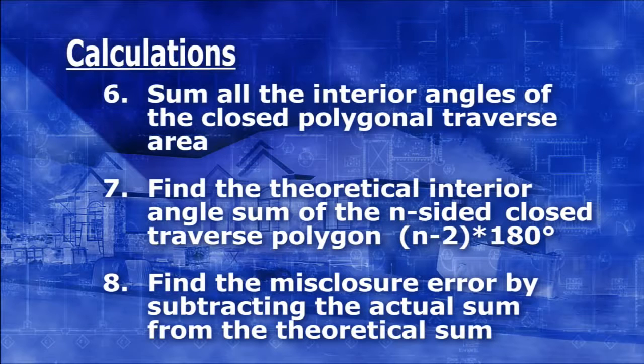Step 6 is to find the sum of all the angles of your closed polygonal traverse, followed by step 7, finding what the theoretical value should be using the geometric formula n-2 times 180. 8th, subtract the difference between steps 6 and 7 to find the misclosure.